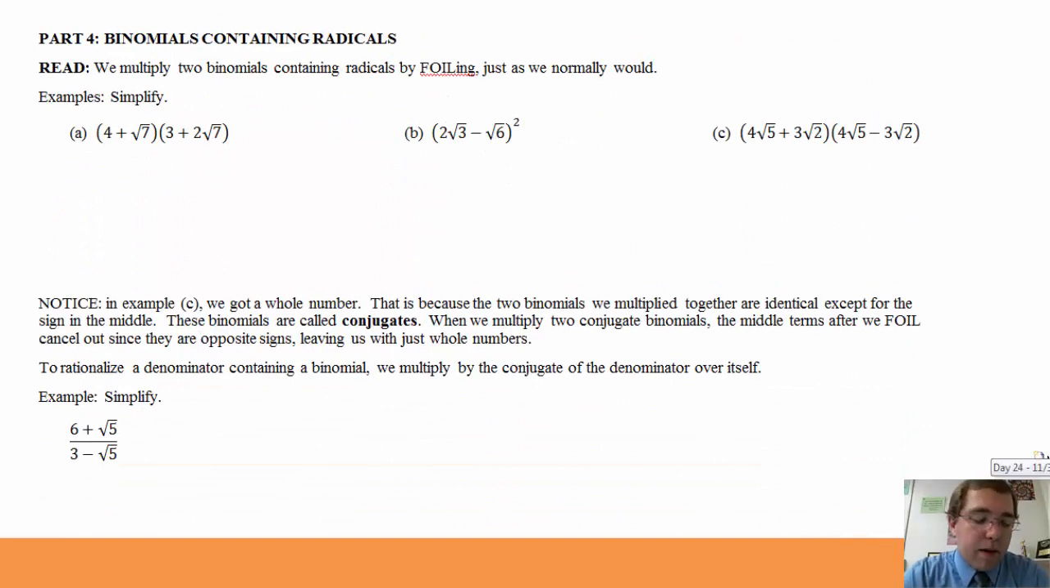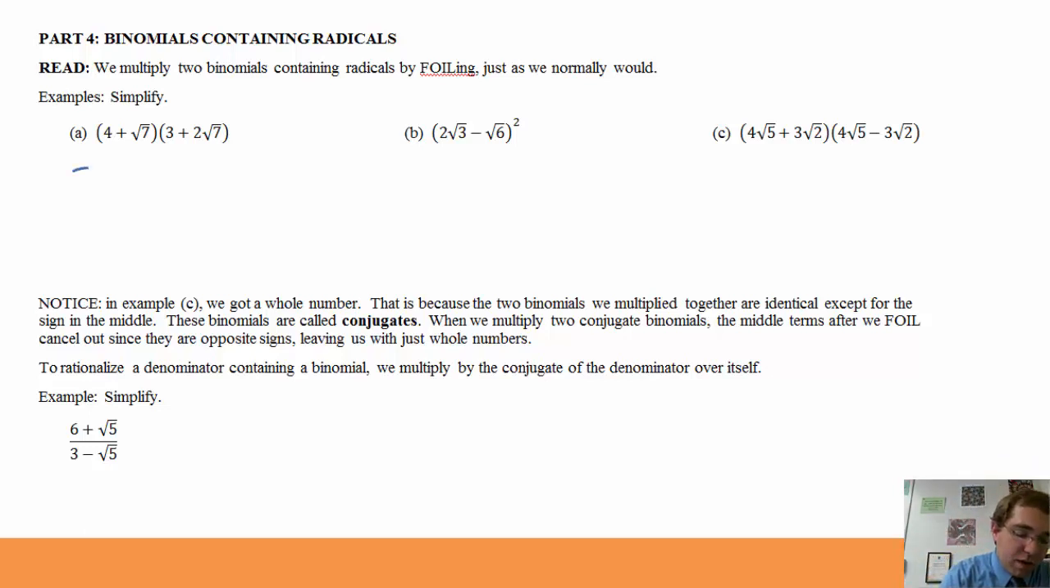Part 4, binomials containing radicals. So we just dealt with adding and subtracting radicals. Now we're going to deal with multiplying them as binomials. We multiply binomials containing radicals by FOILing them, just as we normally would if we didn't have any radicals in them and just had numbers and variables.